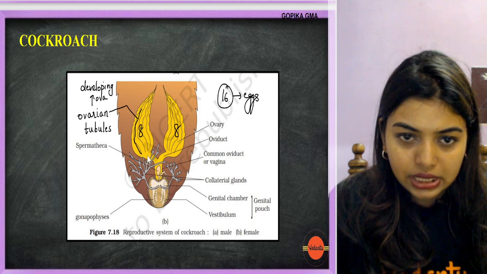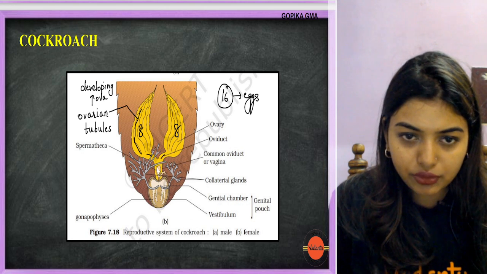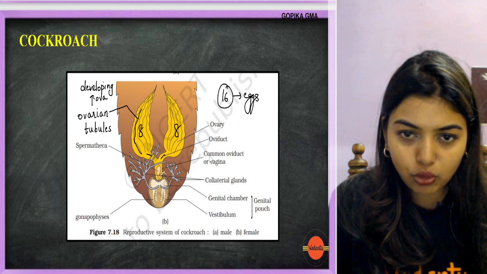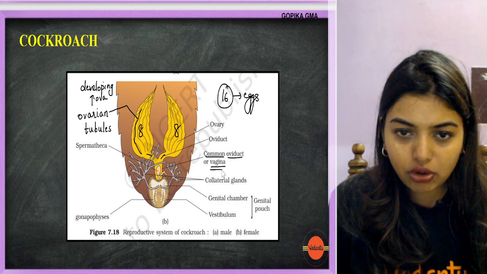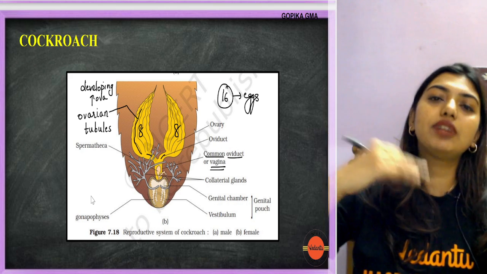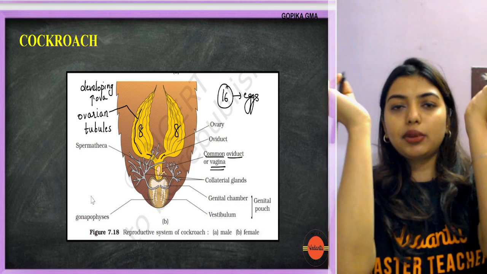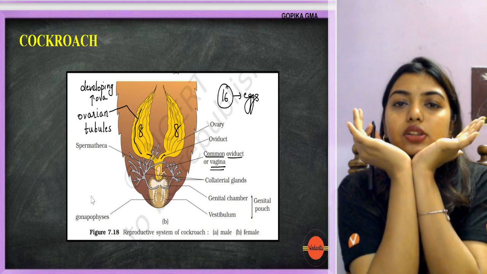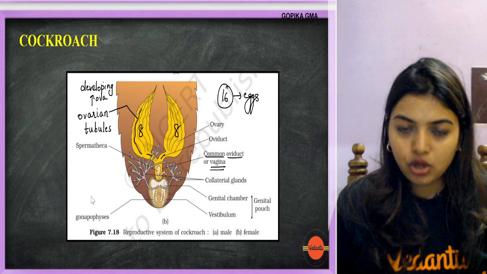Now look here. This is oviduct, this is oviduct, they are going to come and have a common oviduct, called as vagina. Don't get confused with oviduct and common oviduct. Oviduct is coming from both the ovaries. This common point will be called as the vagina or the common oviduct.